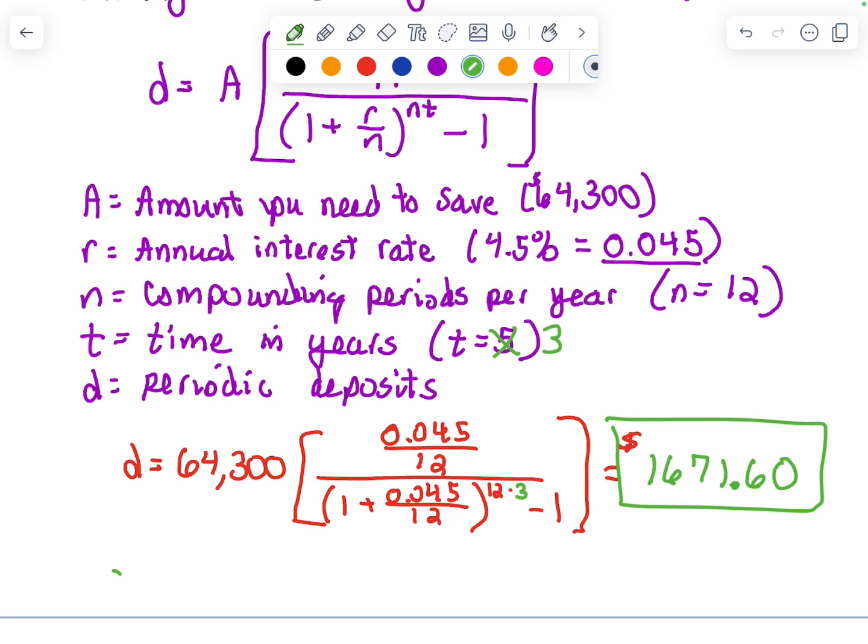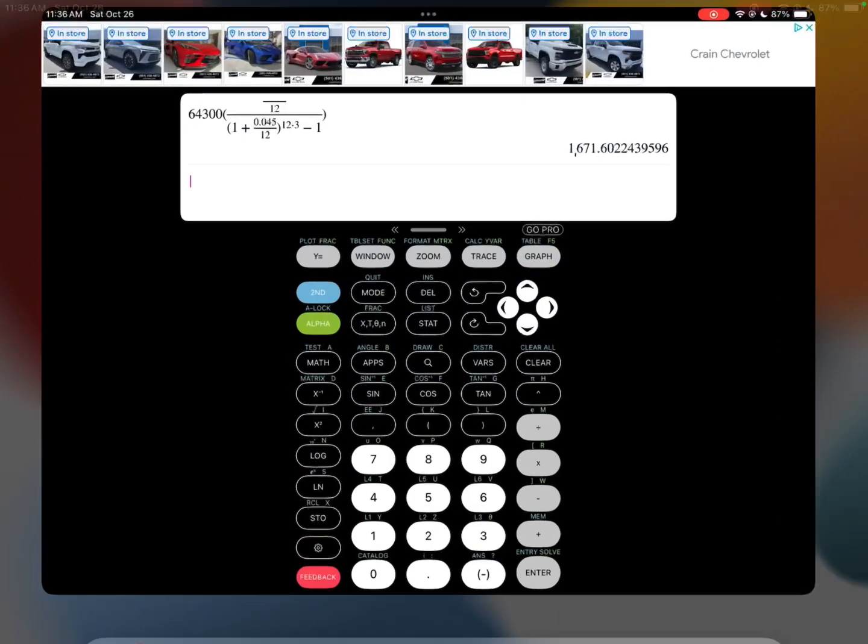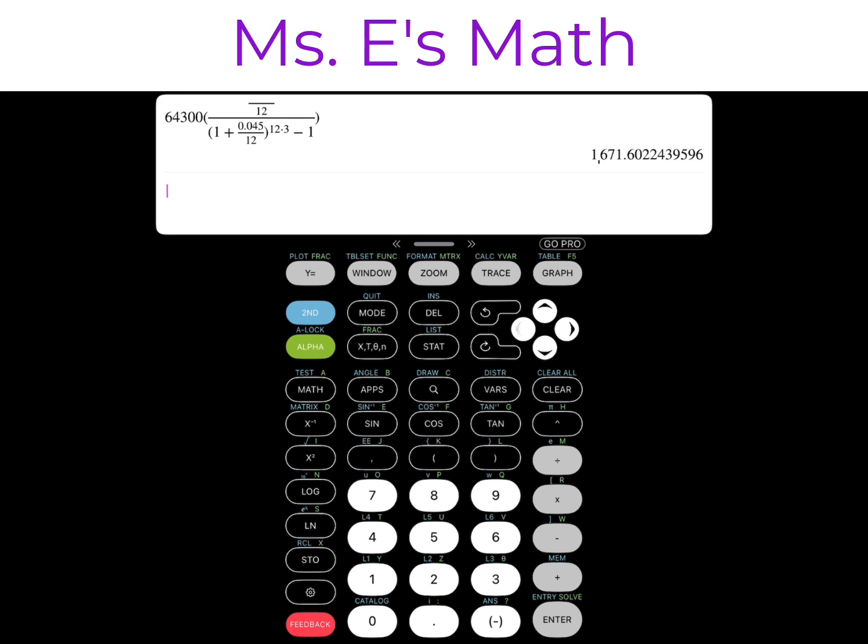Now, what if you're someone that doesn't have $960 every month left over for this? Well, don't worry. You can still reach your goal. It might just take a little bit longer. So instead of doing 5 years, maybe we could do 7 years, and see how much we need to save every month if we wanted to save for 7 years toward this goal. So we'll do the same thing, go back to our calculator, and change the 3 to 7.